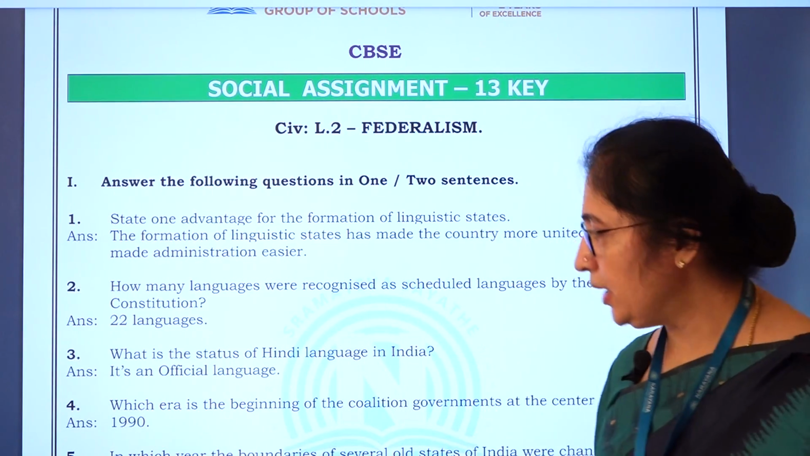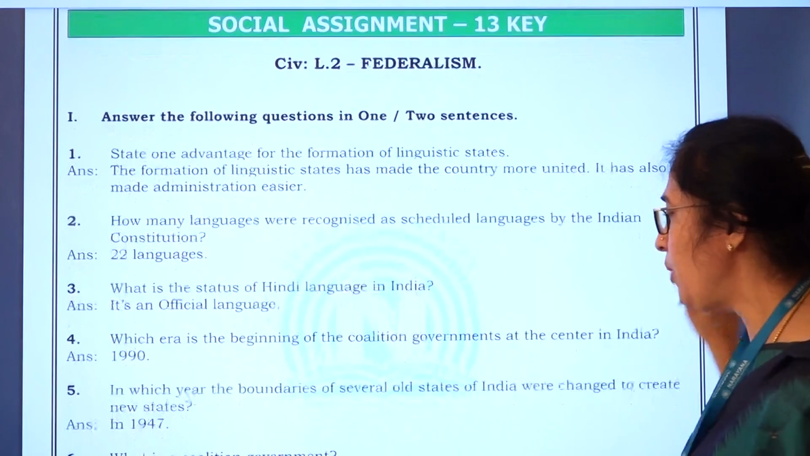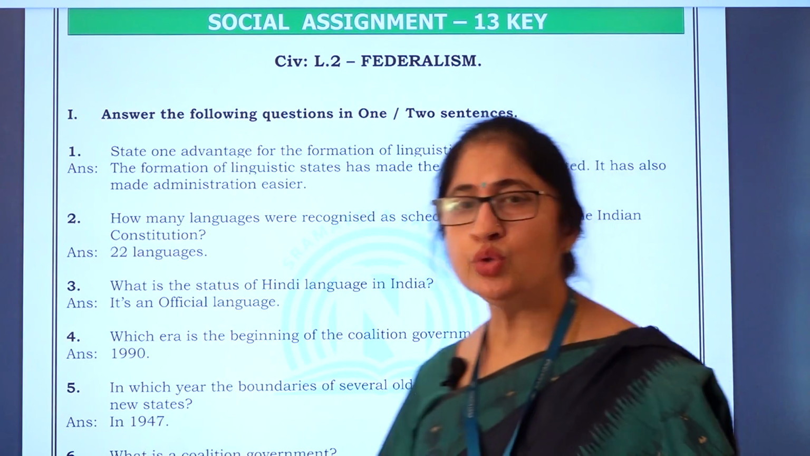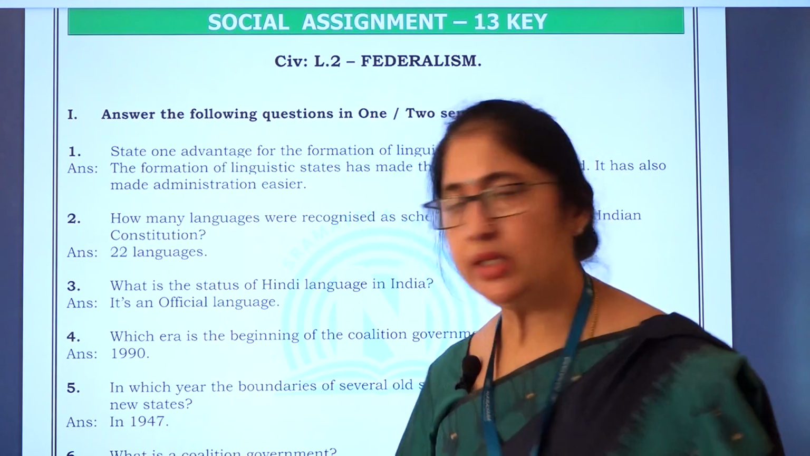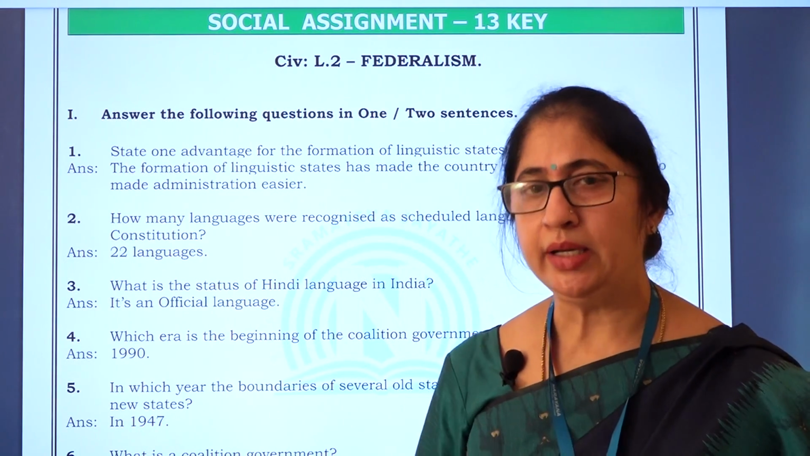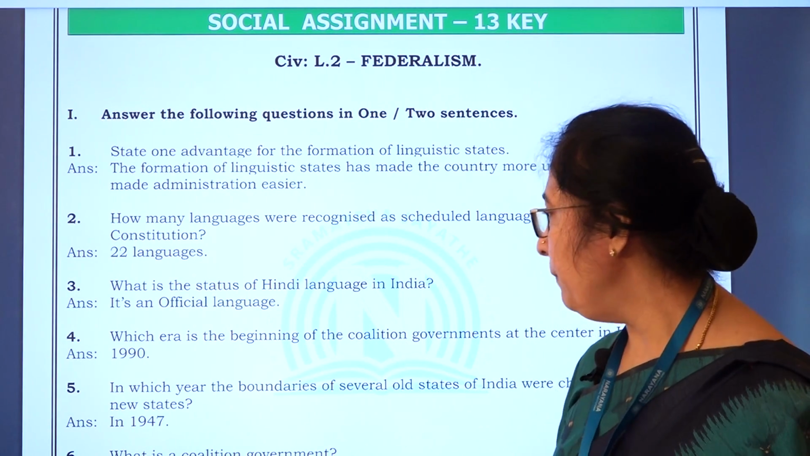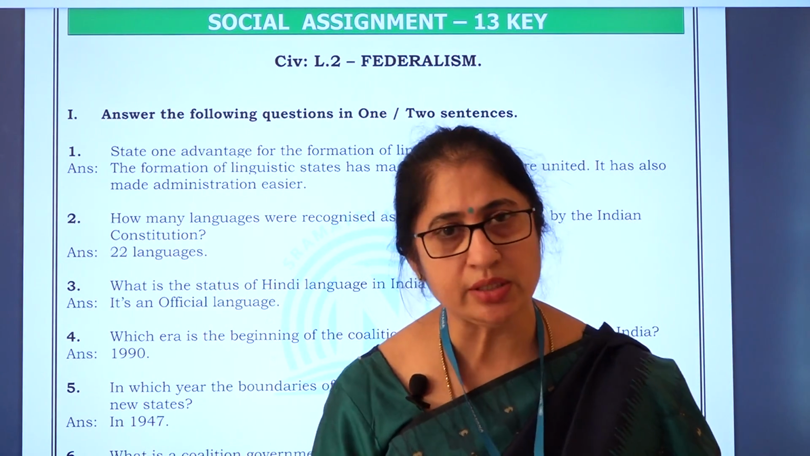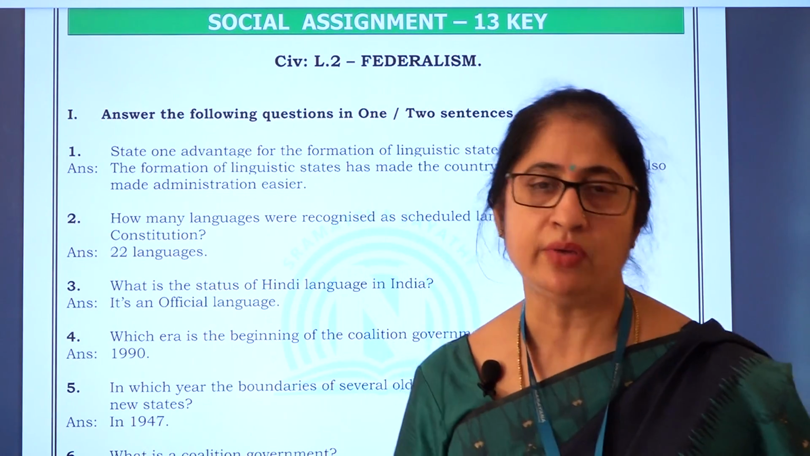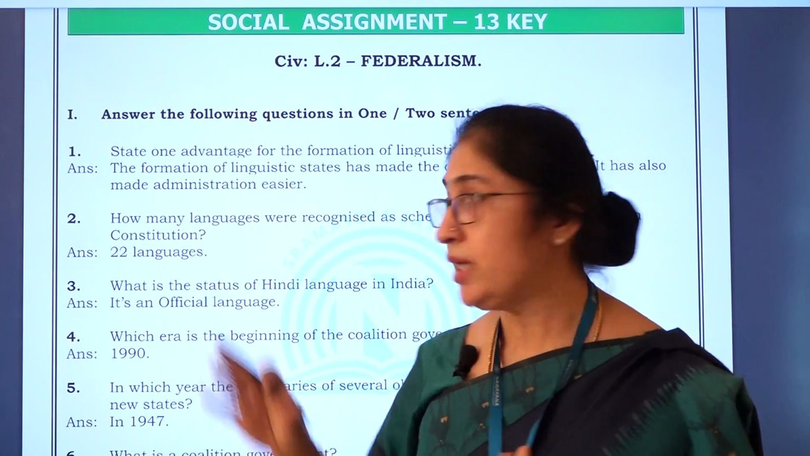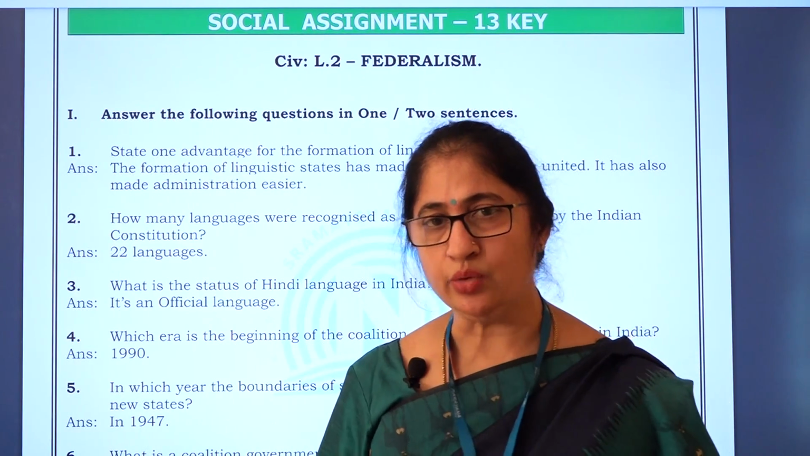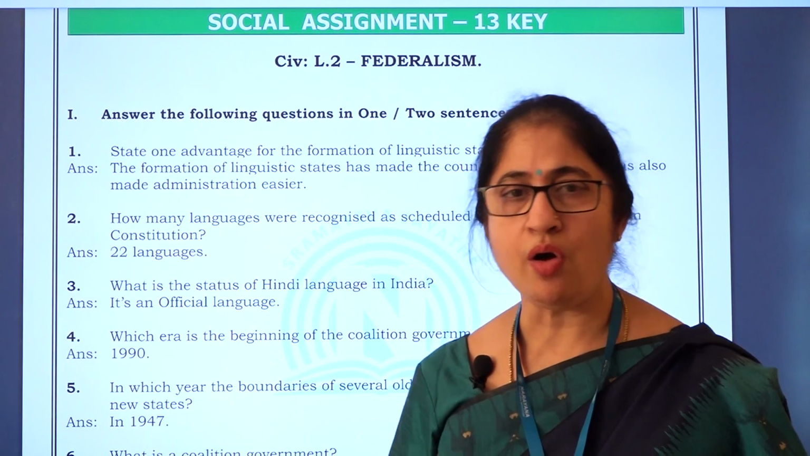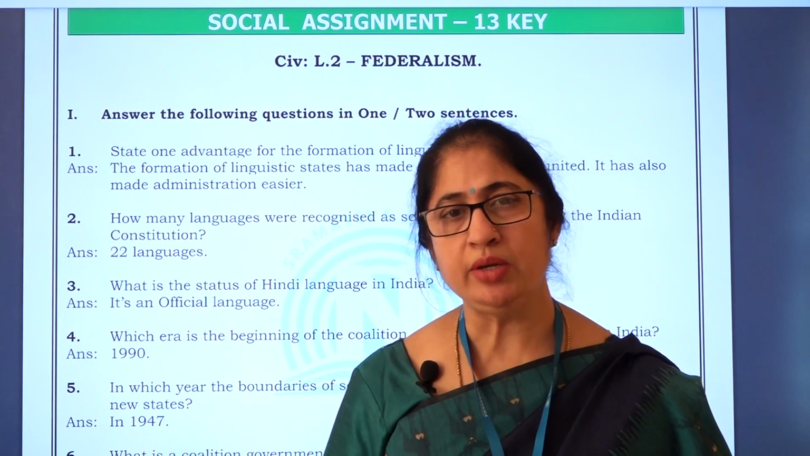started in India. In which year were the boundaries of several old states of India changed to create new states? It is 1947. After independence, 1947, the boundaries of several states have been changed. What do you mean by boundaries of the several states have been changed? Because new states have come up, because as we have already seen in the first and second question, the linguistic states have been formed. The era of language states has begun.